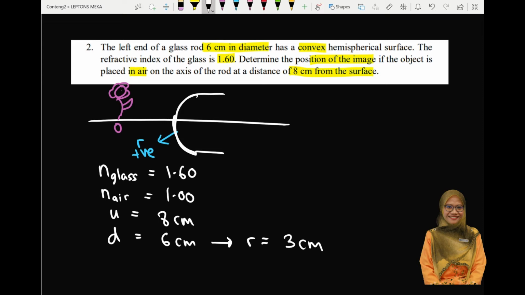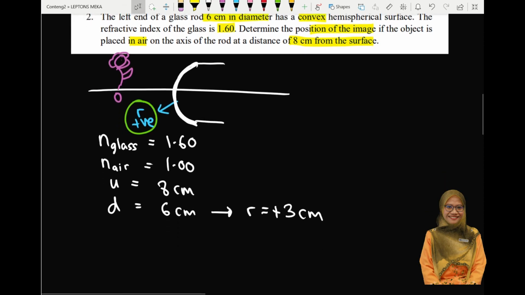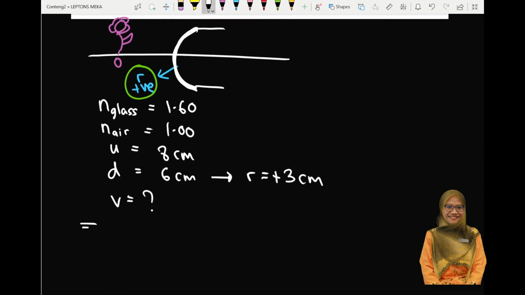Because convex is bulging (gemuk). So it means your object is facing the bulging surface. That's why your R is positive. So here, we put the positive sign of R as a precaution, and we want to determine the image distance, the V. Okay, so simple. Just apply it into your equation.